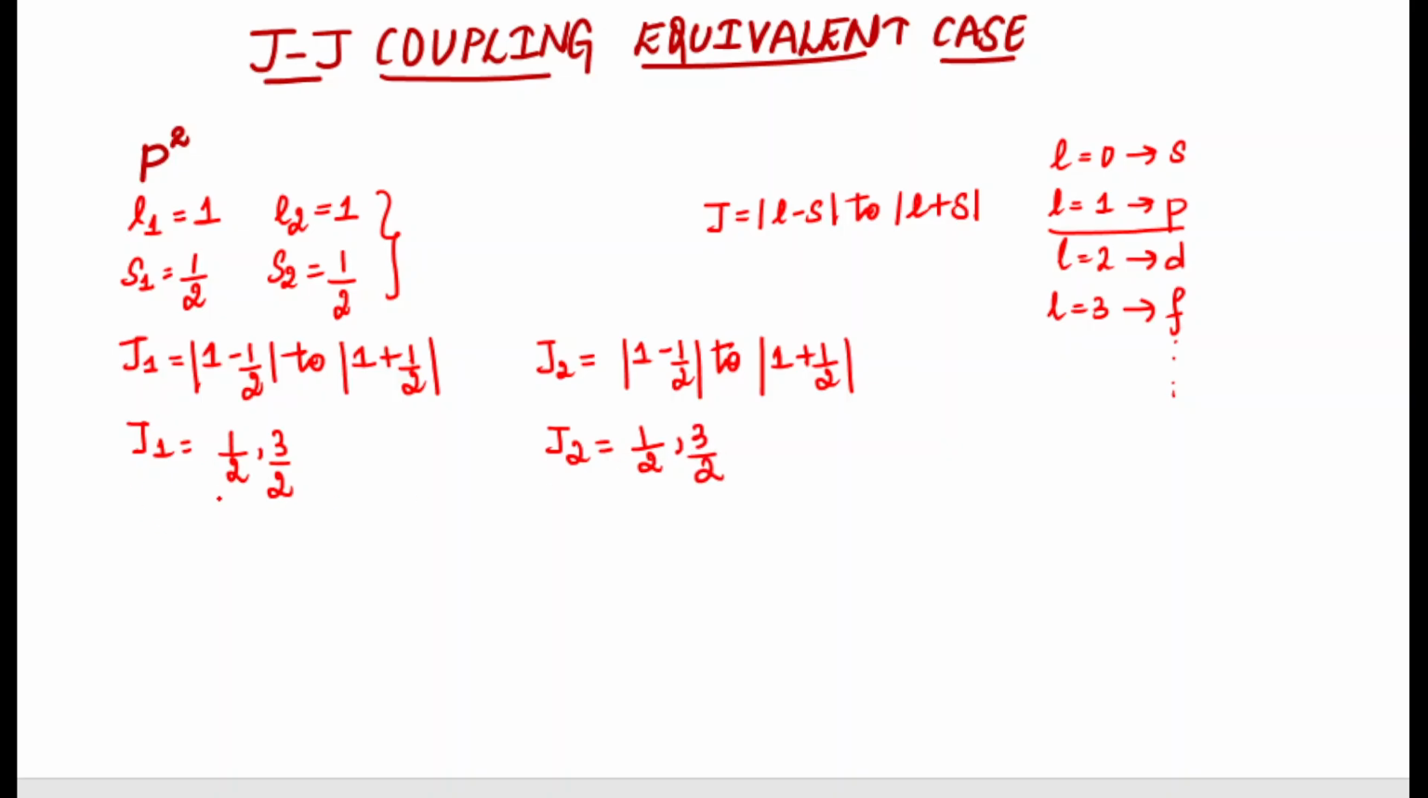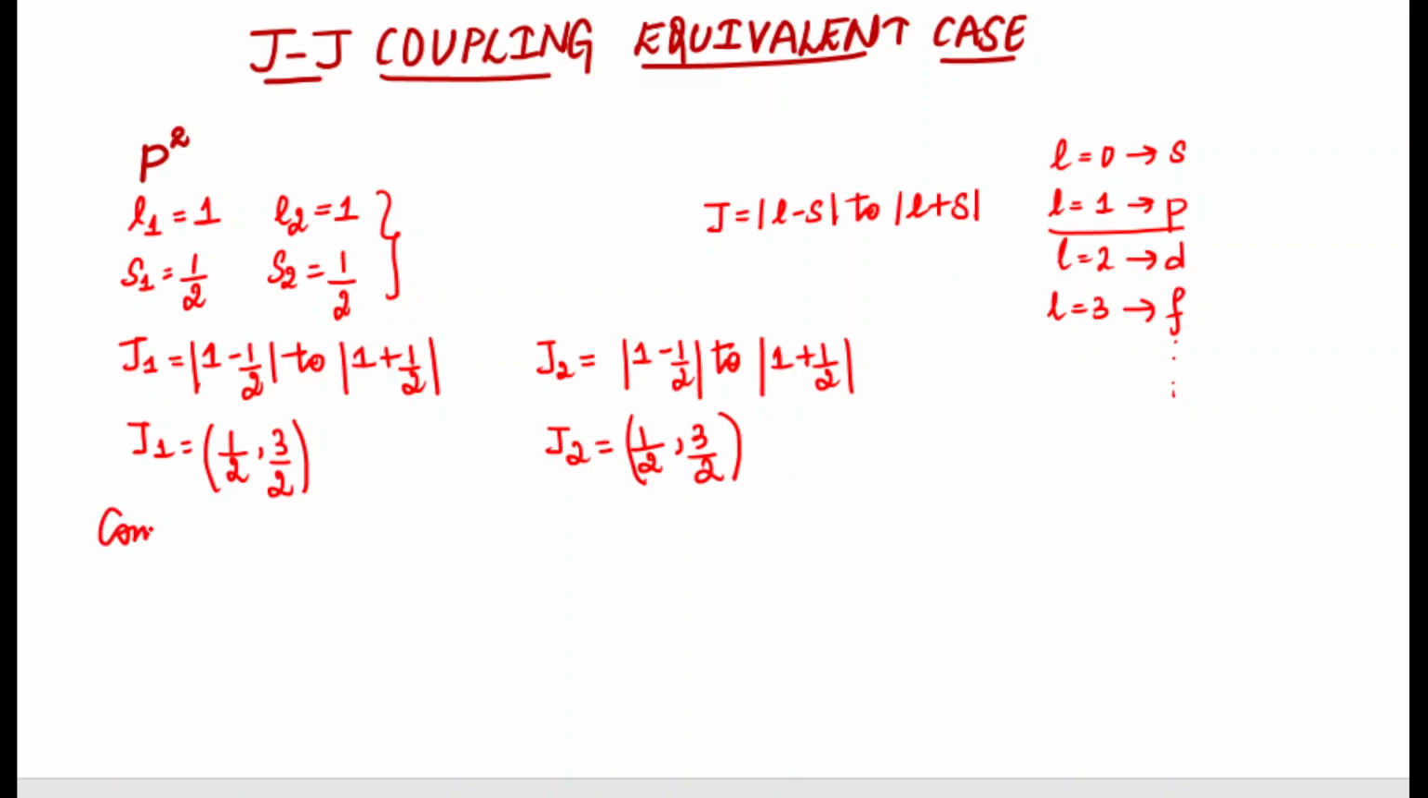Now what we need to do in the next step is similar to the JJ coupling for the non-equivalent case that I told you in the previous video, the same way we are doing. Only here the splitting of the energy levels is quite different, and we need to take LS coupling into consideration. So here we have J1 values half and 3 by 2, and J2 values half and 3 by 2 again. Now we want the combinations. First take the combination of half and half, then half and 3 by 2, then 3 by 2 and half, and 3 by 2 and 3 by 2. Like that we will get 4 combinations.